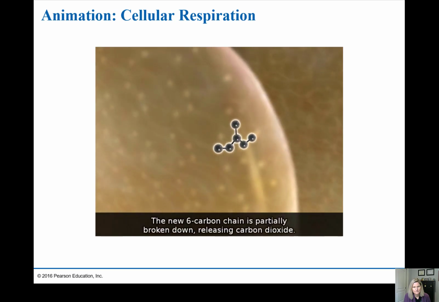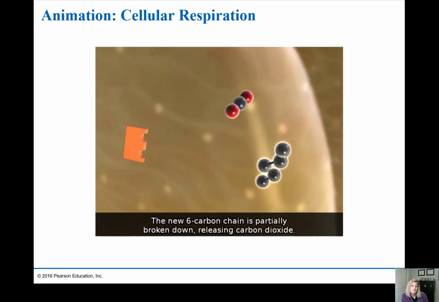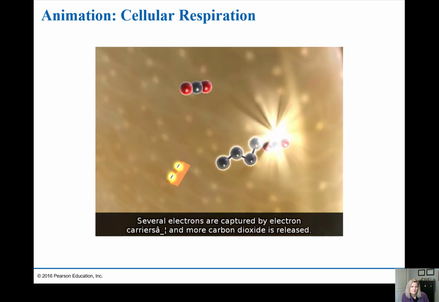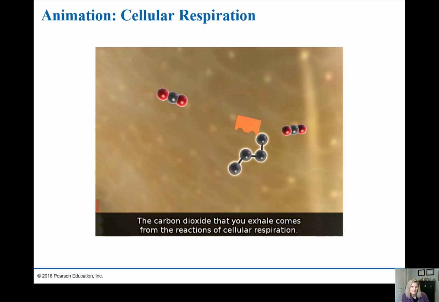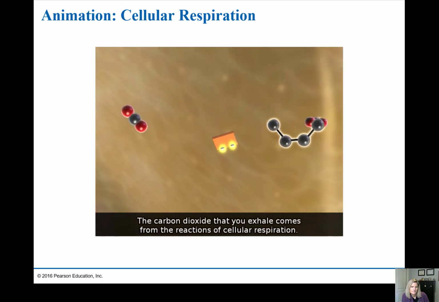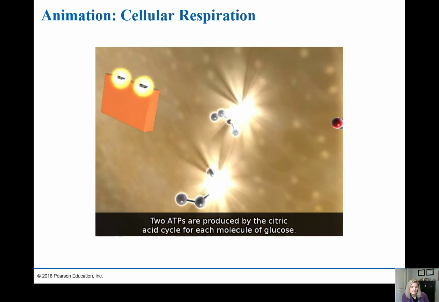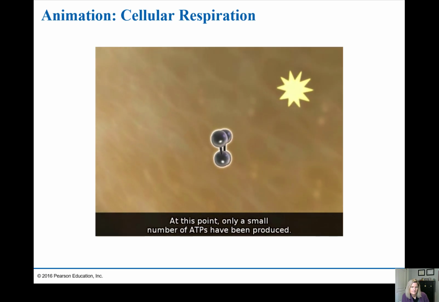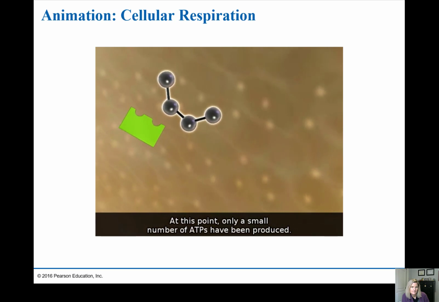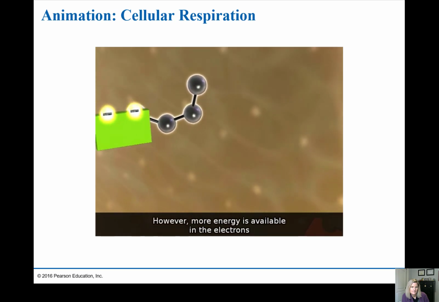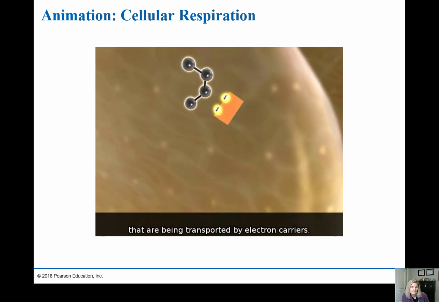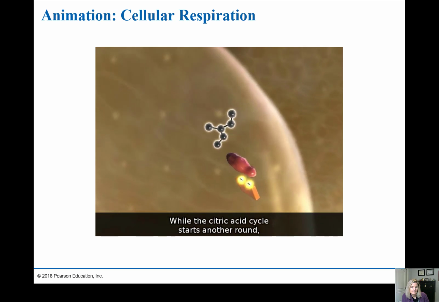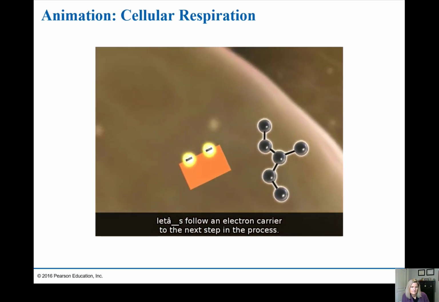The new 6-carbon chain is partially broken down, releasing carbon dioxide. Several electrons are captured by electron carriers, and more carbon dioxide is released. The carbon dioxide that you exhale comes from the reactions of cellular respiration. 2 ATPs are produced by the citric acid cycle for each molecule of glucose. At this point, only a small number of ATPs have been produced. However, more energy is available in the electrons that are being transported by electron carriers. While the citric acid cycle starts another round, let's follow an electron carrier to the next step in the process.